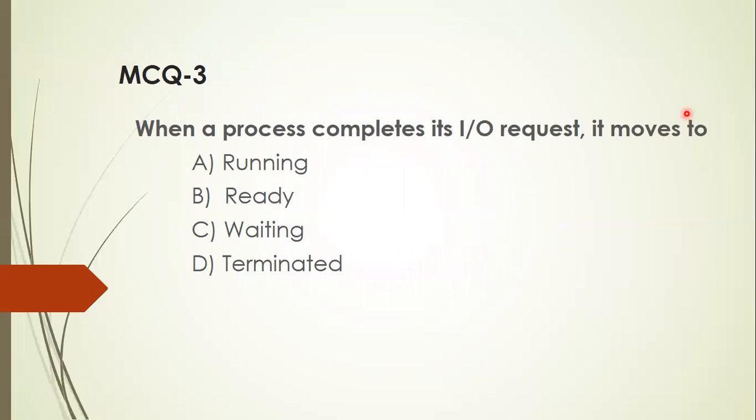When a process completes its IO request, we know that during the IO request the process is in waiting state. After completing its IO request, it goes to ready state, because straight away it cannot go to running state as your processor may not be free. It goes to a state called ready state. The answer is B.